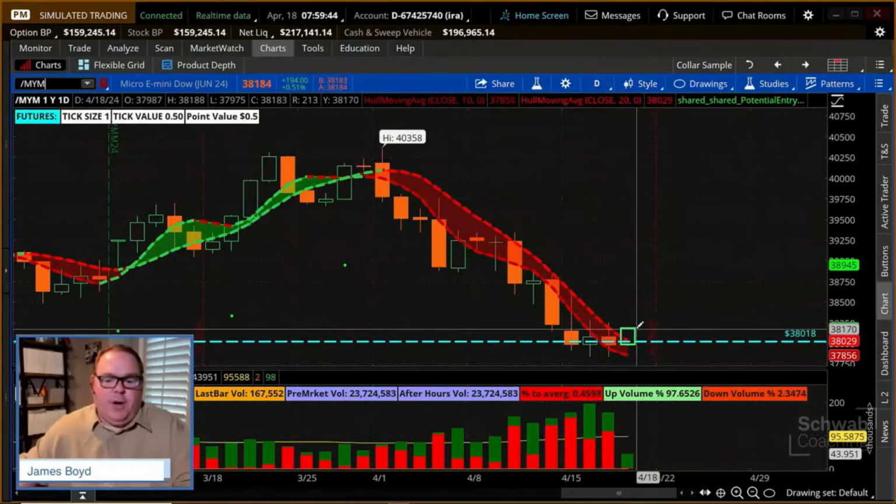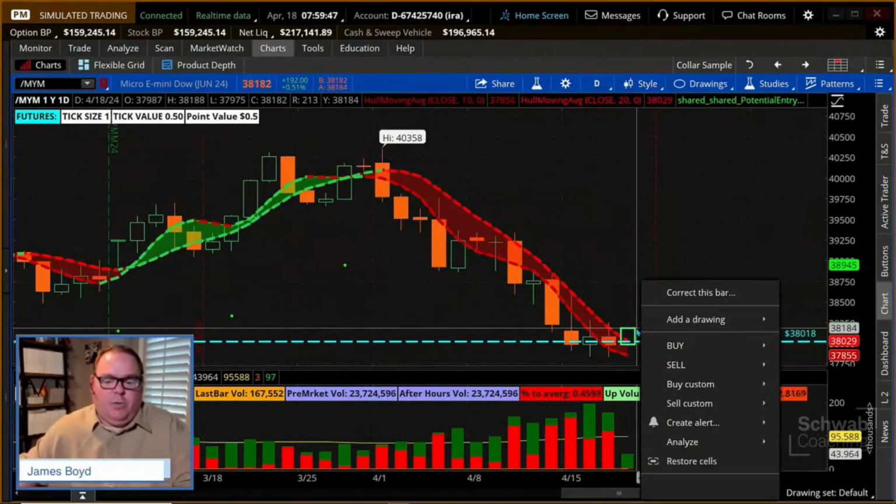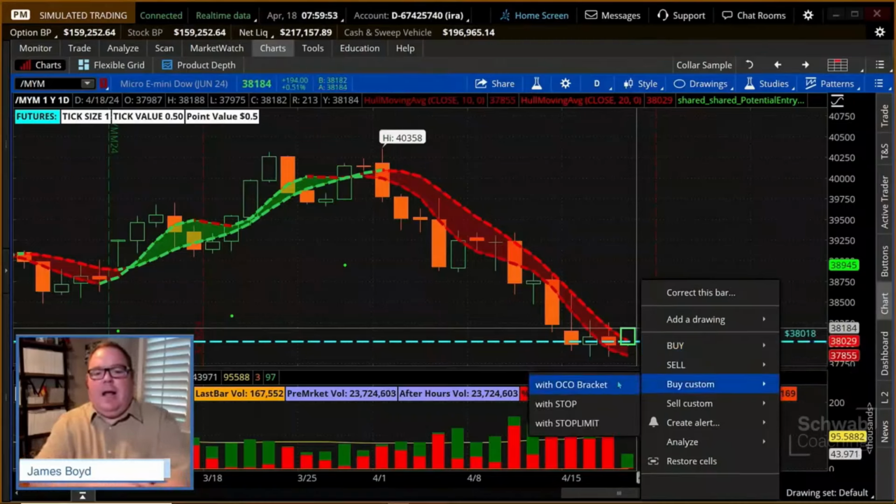Now, what we're going to do is we're going to right-click on the chart. We're going to go down to where it says buy custom, and we're going to say with OCO bracket. Now, I think many stock investors have said in the past, geez, I'd like to maybe just buy the index. But they maybe haven't bought the index or a product that tracks the index because, well, it's expensive. It's $400 or $500, okay?